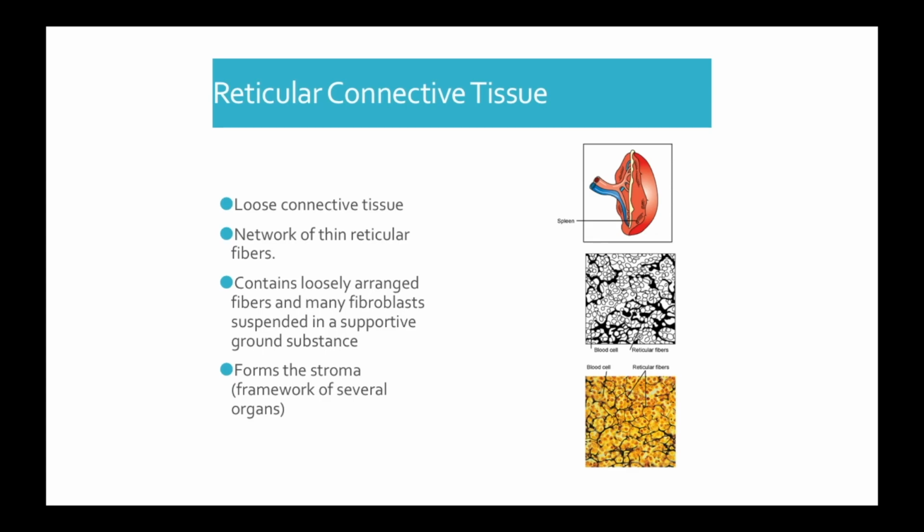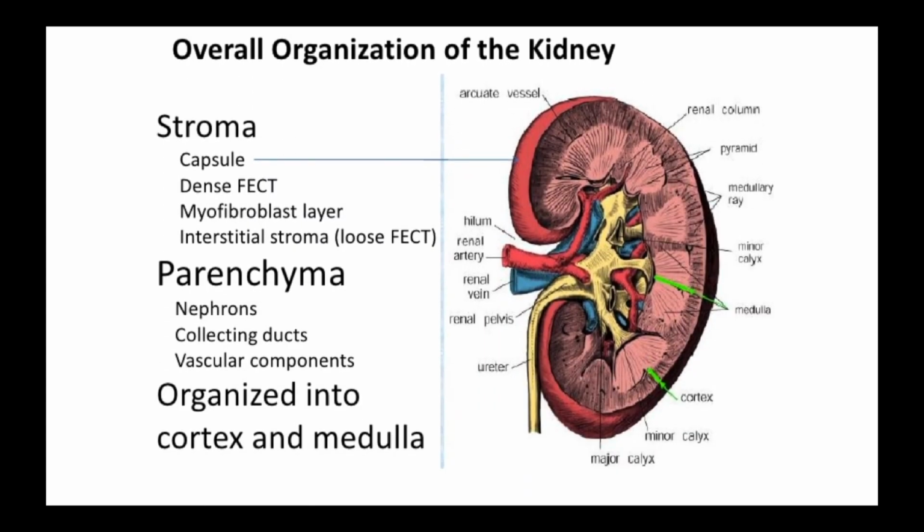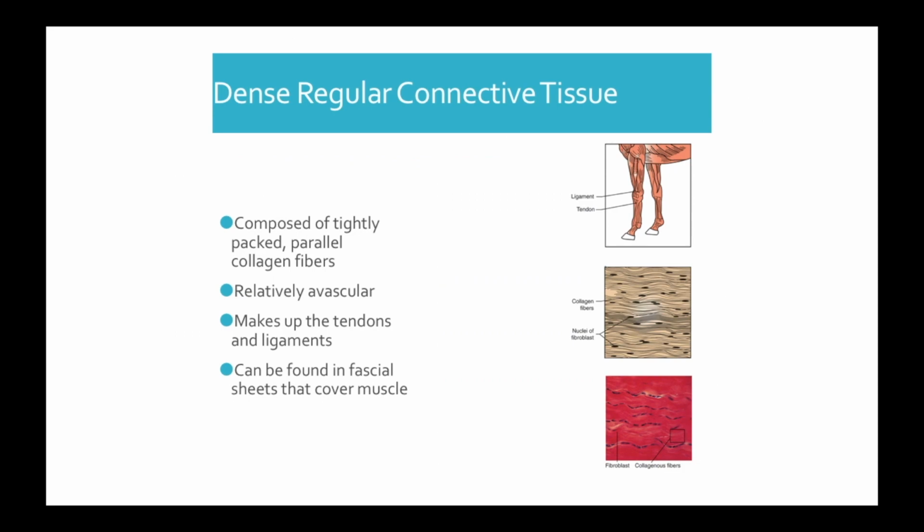Reticular connective tissue is again another example of loose connective tissue. It's a network of thin reticular fibers. It contains loosely arranged fibers and many fibroblasts suspended in a supportive ground substance. It forms the stroma, so the outer layer of several organs. So here's an example of the stroma. Essentially, we're talking about the capsule and a couple layers deep. Okay, so the stroma is the outer layer of most organs.